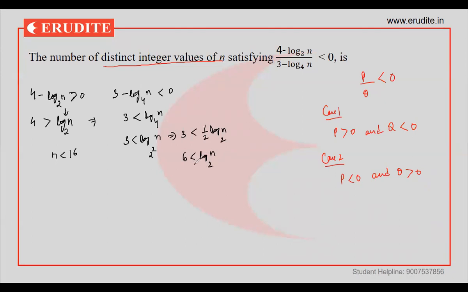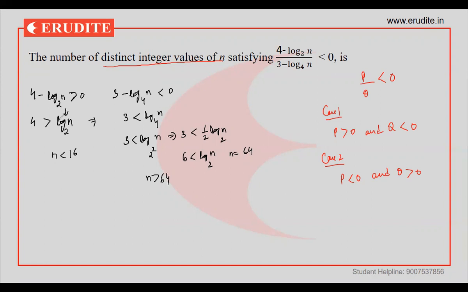Now here, if I put n equal to 64, then guys, I will get what? Log 2 of 64, and 64 is nothing but 2 power 6. So its value is 6. But I am looking for the value which is greater than 6. So the n value should be greater than 64.